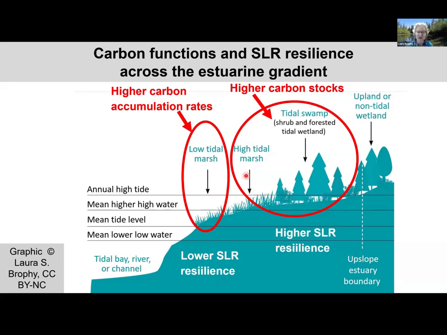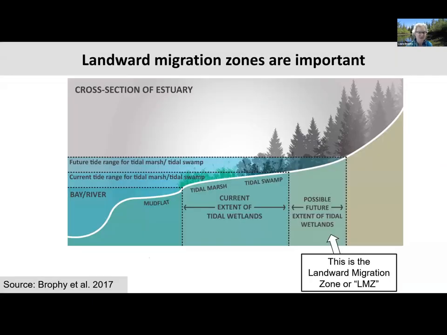The high marsh and tidal swamp have higher carbon stocks and higher sea level rise resilience. So there are trade-offs here. The previous study of Karen Thorne's looked at survival of tidal marsh in its current location, but tidal wetlands can move landward when sea level rises.